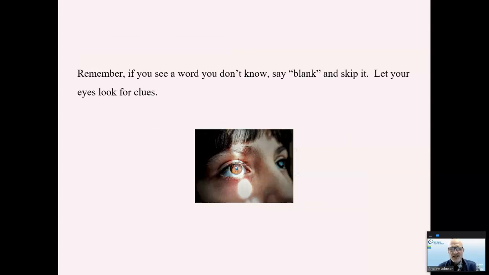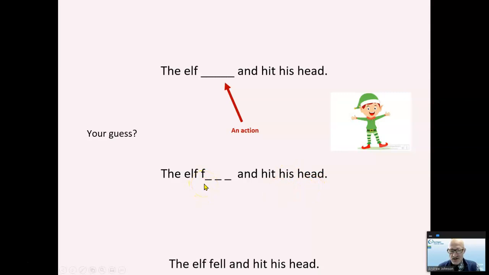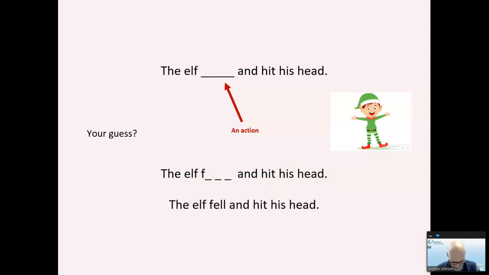So let's take a look at this, and this is actually from a slide I used with a student. I would teach her to say, if you don't know a word, say blank and skip over it. Let your eyes look for clues. And we would use this: the elf blank and hit his head. Look for clues. What do you think? Yes, it's an action. The elf blank and hit his head. There's a letter clue. And yes, the elf fell and hit his head. This is an example of a cloze. And the answer should be abundantly obvious.